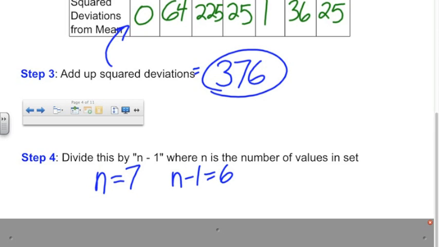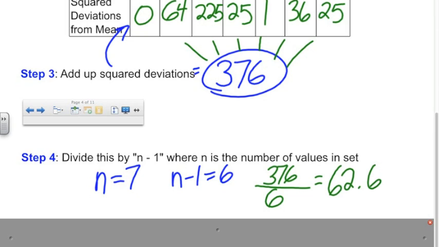So we're going to take that answer that we had, 376, from step 3, which was the sum of all of these values here, right? We're going to take that and we're going to divide it by n minus 1, which again is 6. The number of values, one less than that. Okay, 376 divided by 6 works out to 62 2/3, or 62.6 repeating.